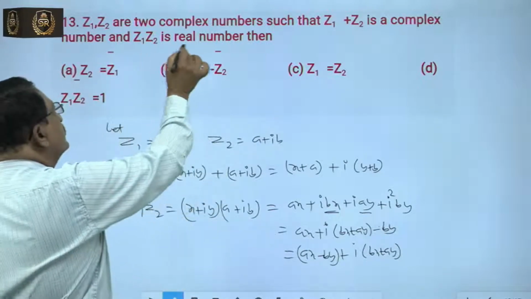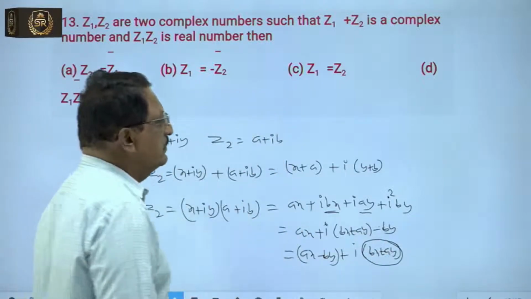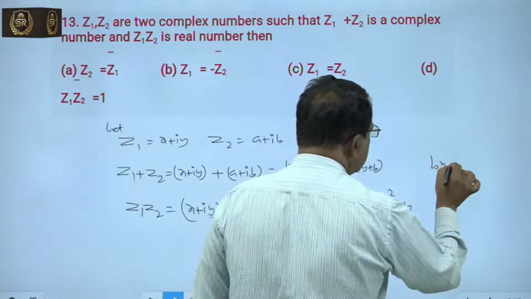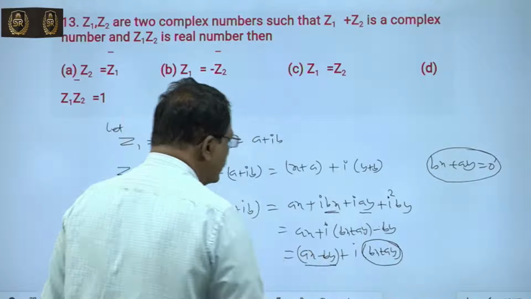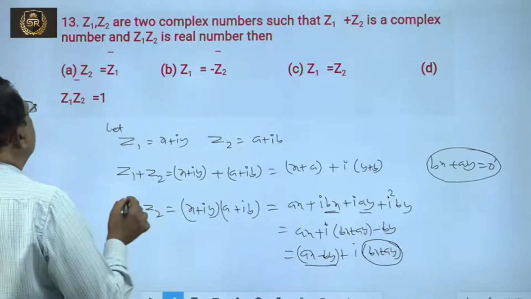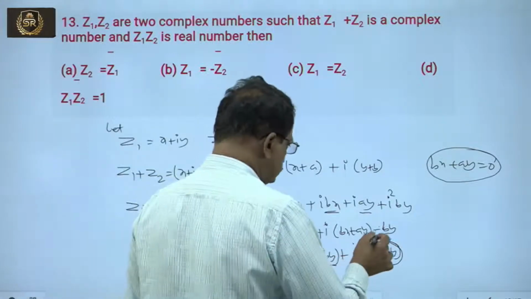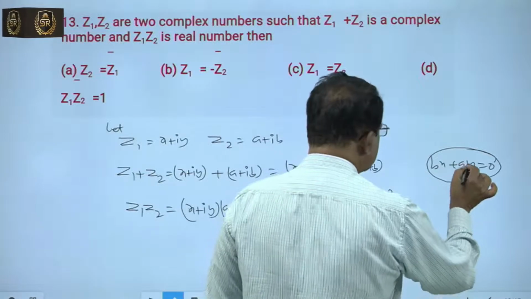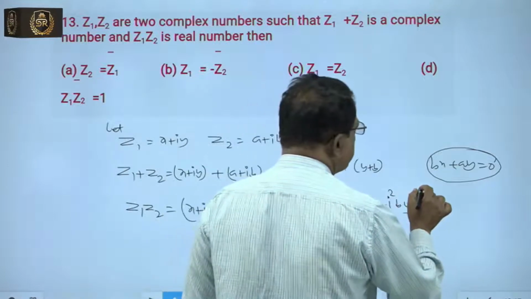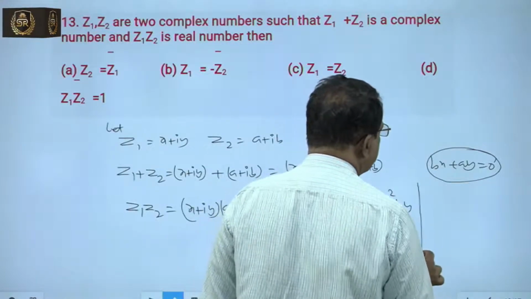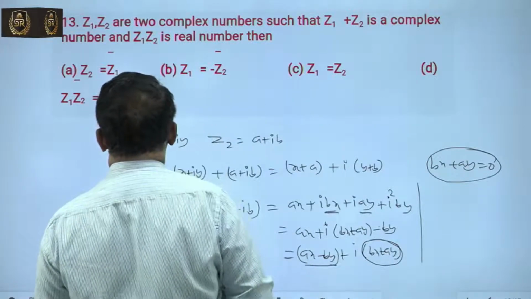But given Z1 Z2 is a real number, then the imaginary part equals 0. Now bx plus ay must be 0. Now it is equal to only ax minus by. Ax plus bx plus ay equals 0. Now here Z2 equals Z1 bar.